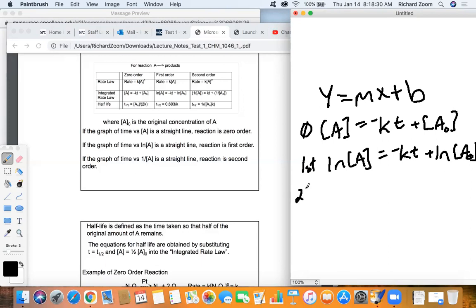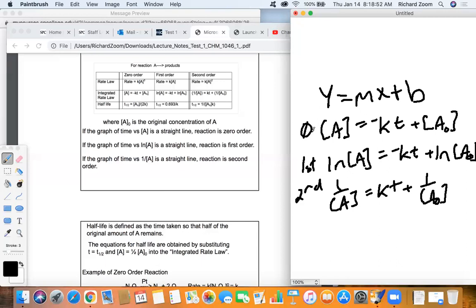And for second order, it's going to be 1 over A is equal to KT, that's positive KT, plus 1 over A0. All right, so these are the straight line equations we get. I do have a reason for doing this, and I'll get to that in a second.